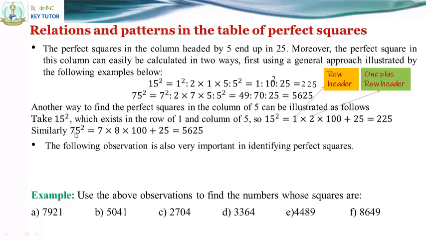Similarly, for 75 square, we can proceed in a similar fashion. 75 square, you find it in the 7th row, or in the row headed by 7, and the row plus 1 is 8, so 7 times 8 times 100 plus 25. 7 times 8 is 56, times 100, 5600 plus 25, 5625. Okay, so that's an easy way to find the squares of numbers in the column of 5.